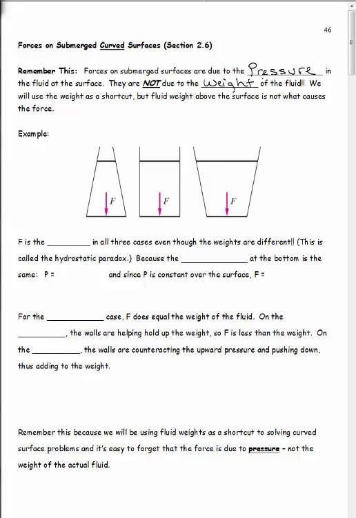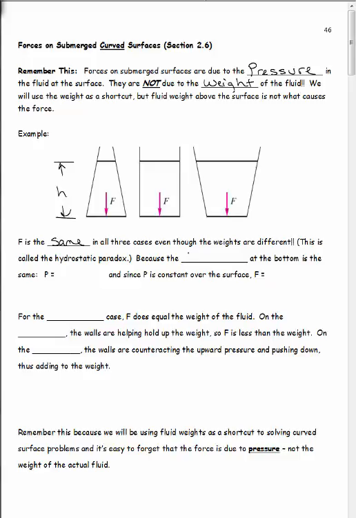What we have here are three containers, different shapes, and all have the same fluid depth. If you look at it, remembering that force is due to pressure, and pressure is due to depth, they all have the same depth. Therefore, all those forces of the water acting on that surface are the same. Doesn't look like it should be the same because they have different amounts of fluid in them, so they each weigh a different amount, right? That's called the hydrostatic paradox, okay?